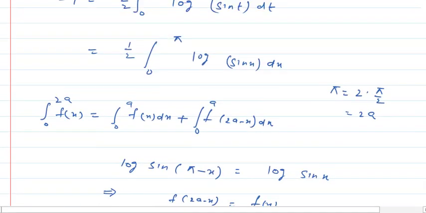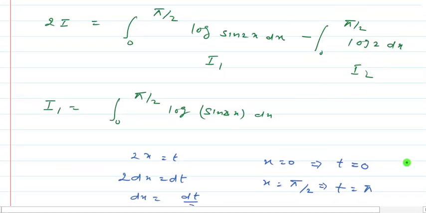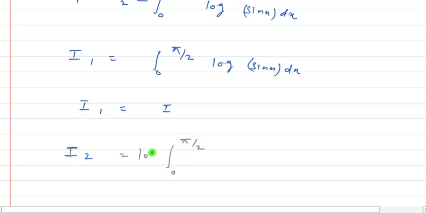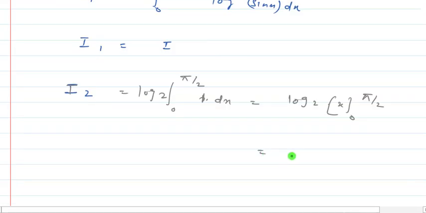Okay. Now let me take the second part of it, that is I2. I2 is 0 to pi by 2 log 2 dx. What is log 2? Log 2 is the constant term, so it will come out easily. So I2 is equal to integration 0 to pi by 2, taking log 2 outside being constant, and we are left only with 1 into dx, which gives us log 2 into x, and using the limits 0 to pi by 2, what are we getting? We are getting pi by 2 log 2. This is the value of I2.